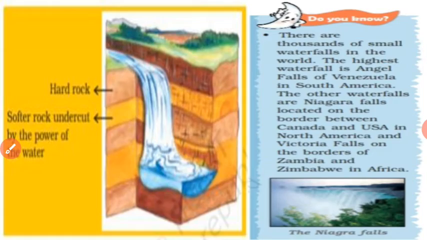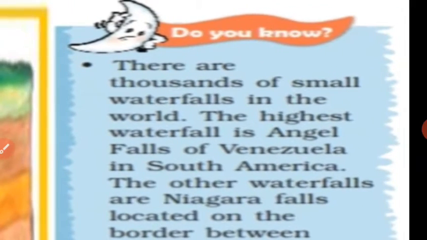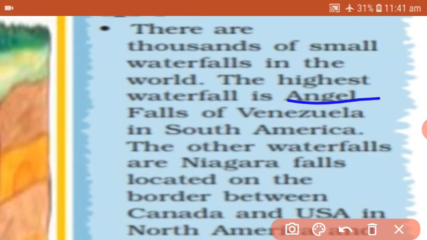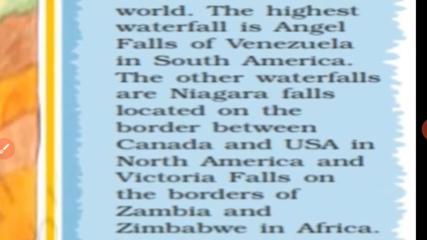Now you are also given some information that there are thousands of small waterfalls in the world. The highest waterfall is Angel Falls of Venezuela. You have to learn this, also an important question, maybe for MCQ or even objective types of questions. The highest waterfall is Angel Falls of Venezuela in South America.